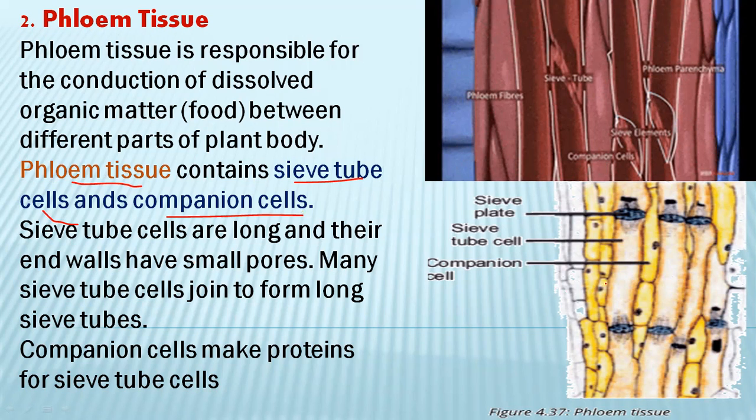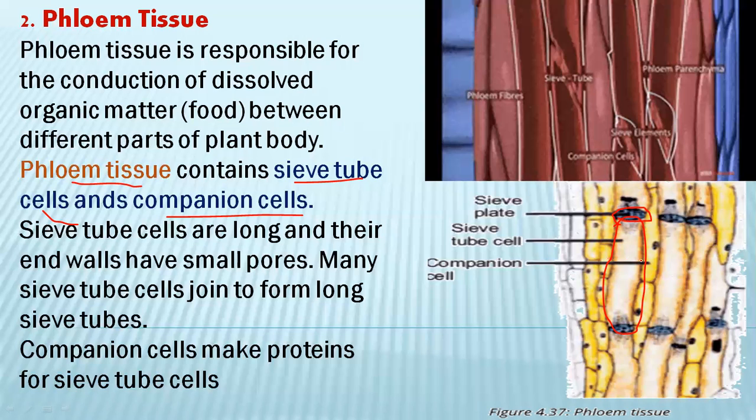So there are two main types of cells. These are called sieve tubes. And why are they called sieve tubes? Because they have a plate. This plate has specific pores inside it, and they act as a sieve, for straining, for filtering the food which is dissolved in the water. Then it runs through here from one cell to another cell.